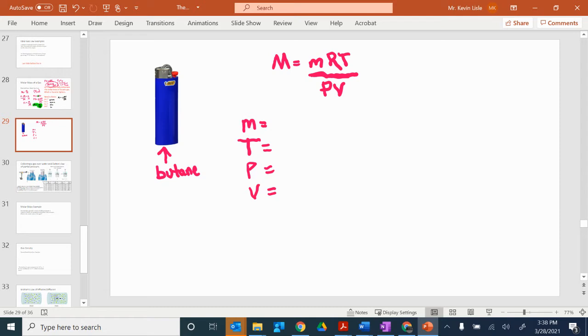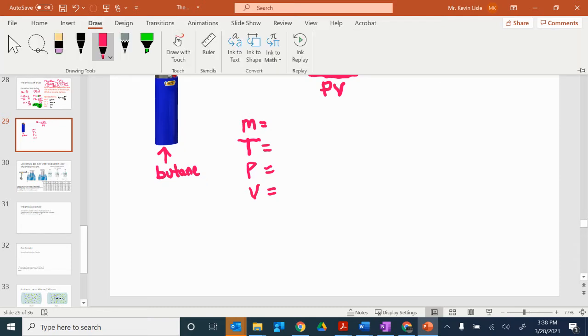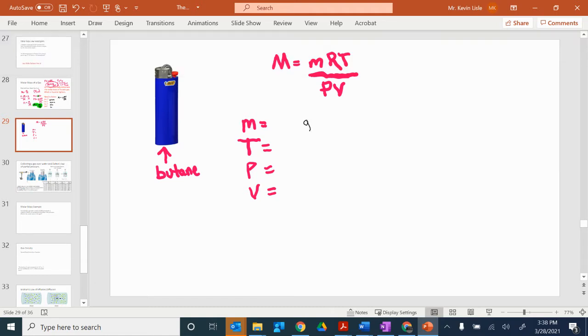Before we write down a number for mass, let's talk about how you would get the mass in the first place. We want to measure grams, right? And how do you do that? You measure the mass on a balance. One way to measure the mass of the gas that came from our butane lighter is to measure the mass of the lighter before we started the experiment and the mass of the lighter after the experiment.